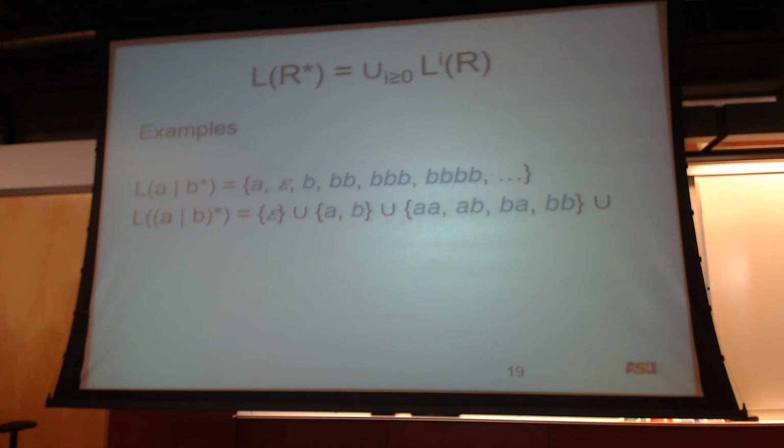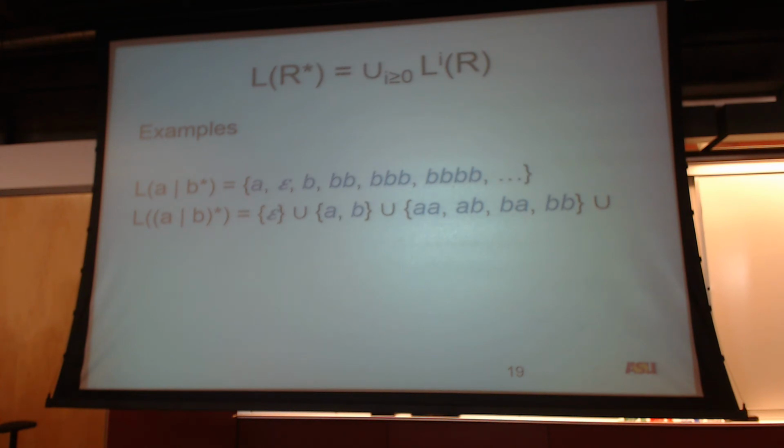L(R) was A comma B. So L(R) dot L(R) is A comma B dot A comma B. What is the set? Combine A with A comma B and then B with A comma B. So AA, AB, BA, BB, all of that.